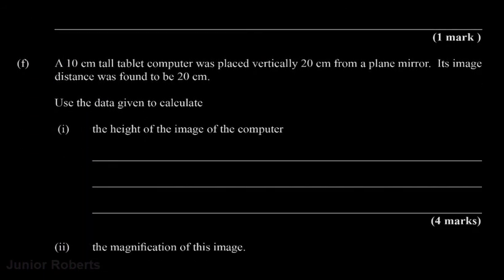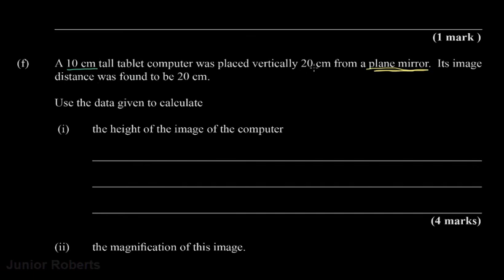So our next question says, a 10 centimeter tall tablet computer was placed vertically 20 centimeters from a plane mirror. Its image distance was found to be 20 centimeters. And now it says, use the data given to calculate the height of the image of the computer. So for this, we'll have to consider our plane mirror, which is the device that we're using in this case, as well as the tablet computer. So we have to consider the height of the tablet computer, which is 10 centimeters in this case.